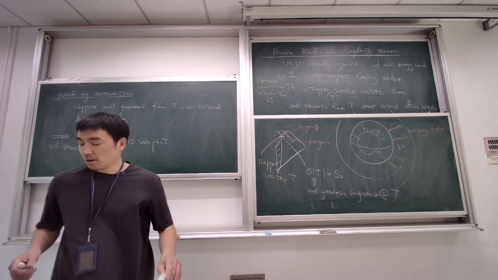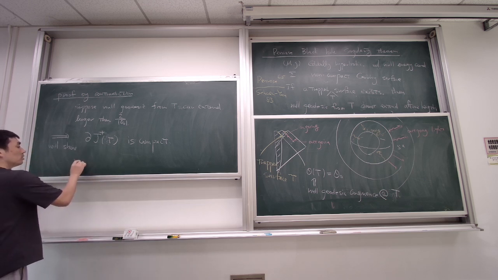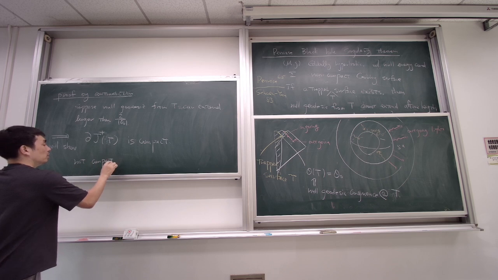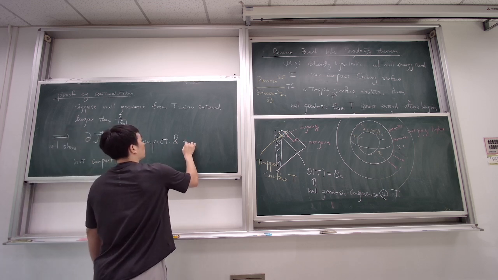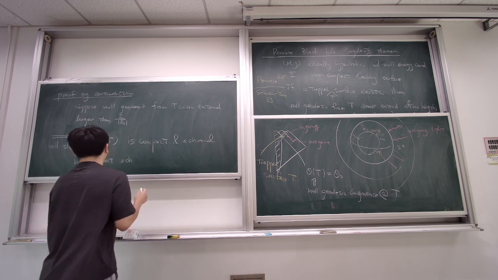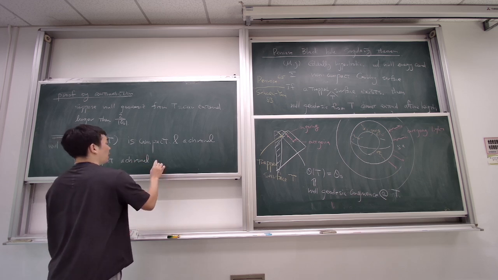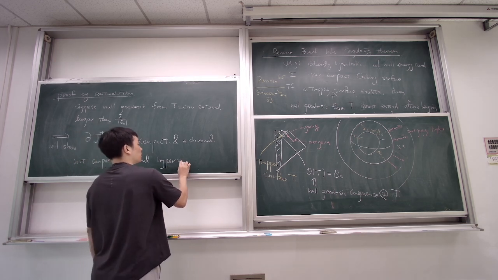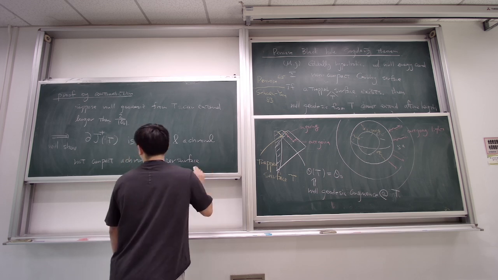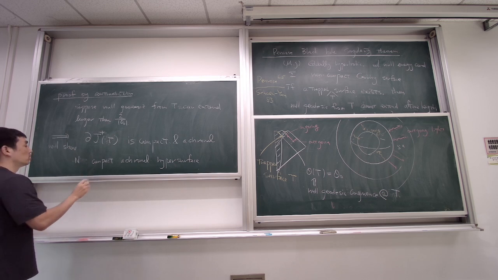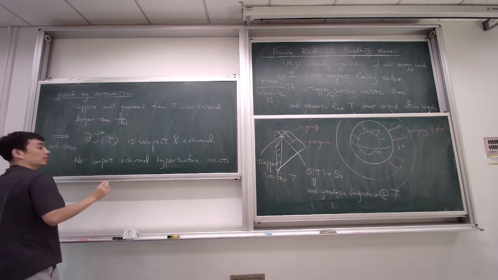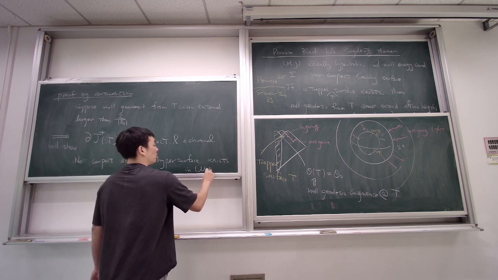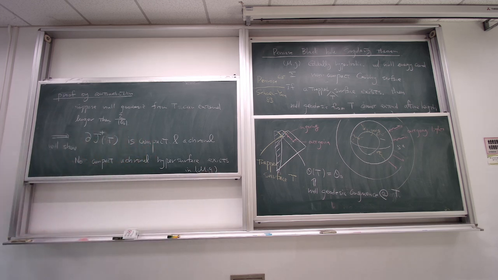But however, there is no compact achronal hypersurface that exists in a globally hyperbolic spacetime M. So this is how we show it, the idea of the proof, the strategy of the proof.